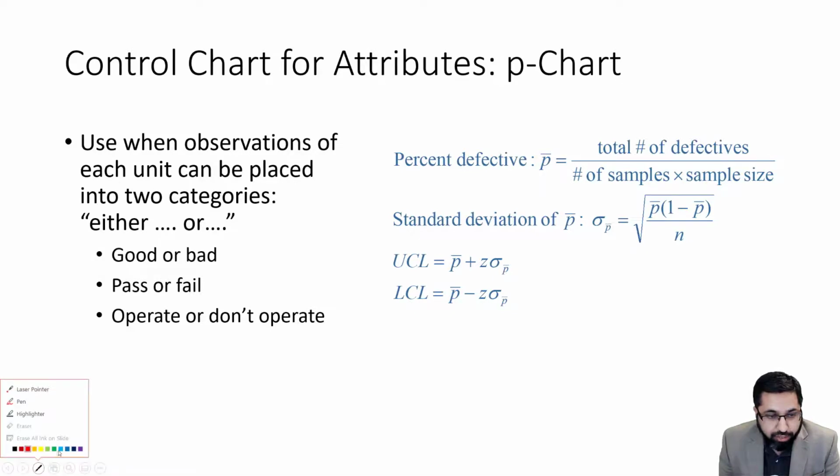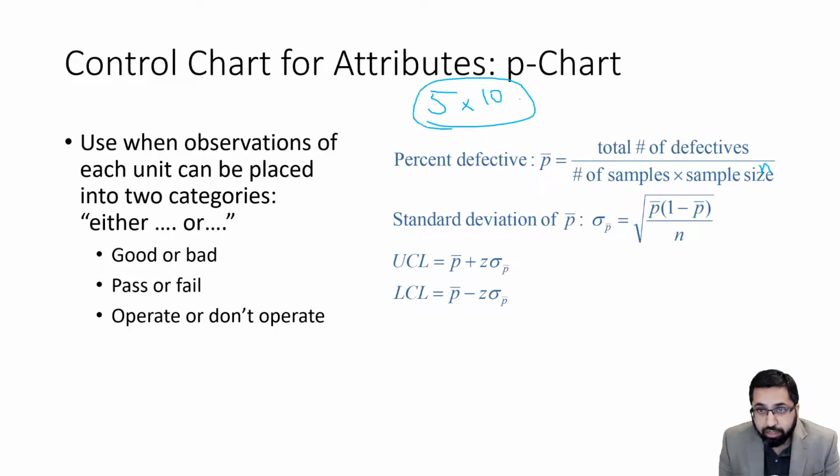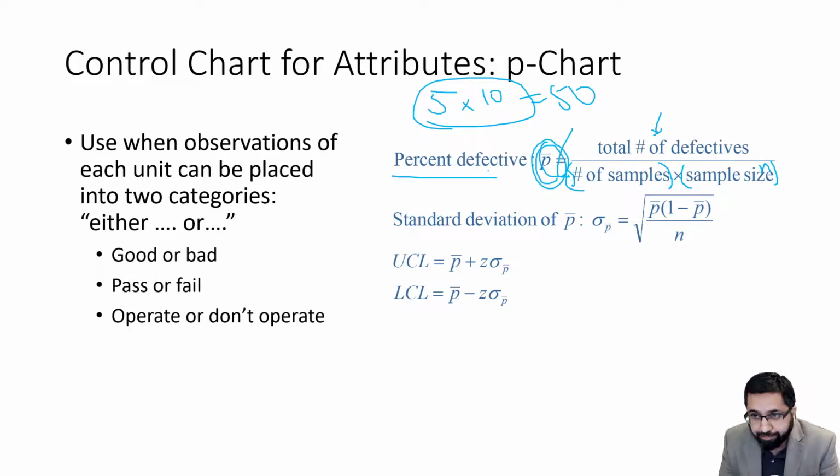Now recall that we take samples. Each sample has a sample size n, right? So if you take 5 samples and each sample has a sample size of 10, 5 times 10, you have examined 50 things. So that's all you're doing here. Number of samples times the sample size is how many units you have examined. That's the denominator at the bottom. At the top, you have total number of defectives. That kind of gives you a defect rate. P bar is like a defect rate or percentage defective.